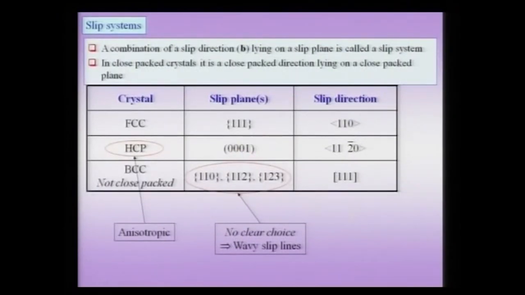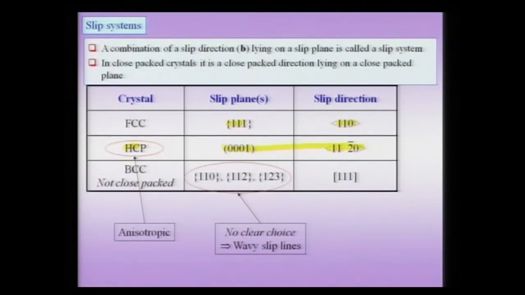So, if you look at the slip system, here we already considered the FCC case where the slip system is the {111} type of plane and the <110> type of vector lying on the slip plane. But the important example in HCP, the close pack plane is the basal plane, and this is a close pack direction lying on the slip plane, which is of the type <112̄0>, which is now forming the slip system.